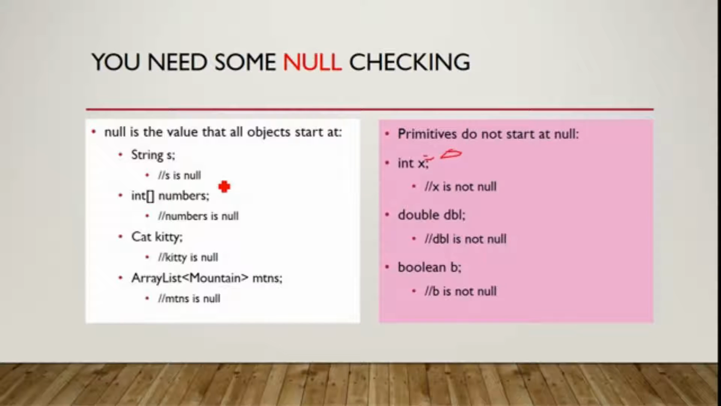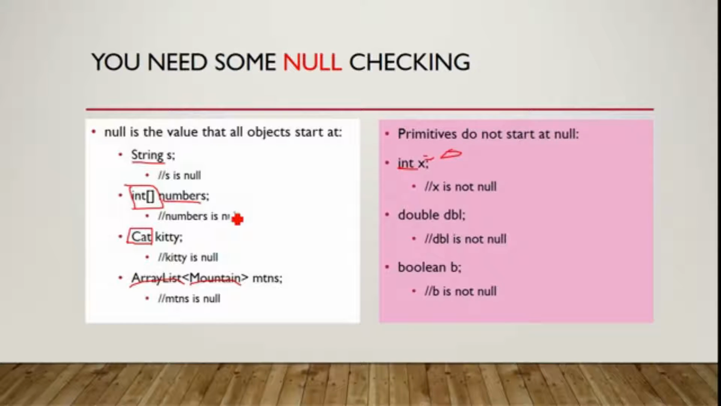But for objects, they also are at null. Objects are things that are like capitalized data types, like String or ArrayList, or Mountain, or in this case Cat, which is something that I made up, and you guys made up in your labs. It's also things that maybe they're primitives usually, but since they're in an array, they are now objects. So all of these things on the left are null, and all those things to the right are not null.